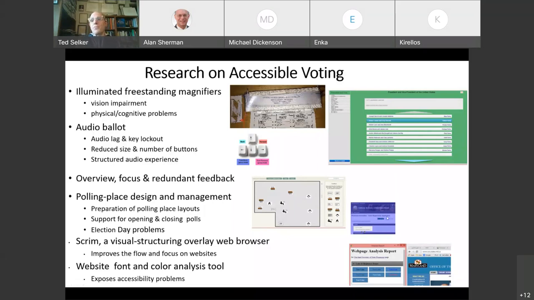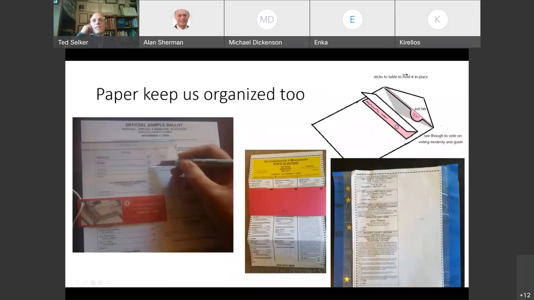This was something we made where it let you put an overlay that showed you where to go as you're doing registration, and took you hand over hand through a website, helping you go through the process of registering. Anyway, we made all of these things, and I'm not going to talk much more about that. We're running very low on time, but here's a person using a magnifier, and they can see Catherine Harris and Bill Nelson, whom they're trying to vote for.